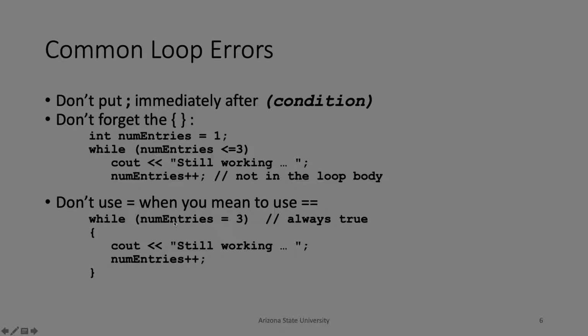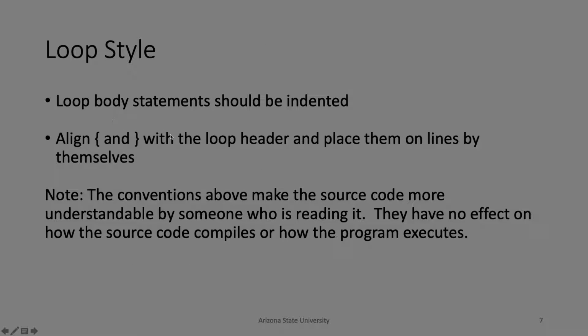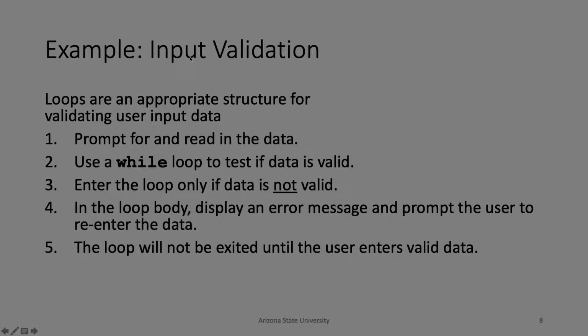So what does this one do? In this one, I meant to put double equals instead of just one. It is an assignment, so what actually happens in this loop? It'll be an infinite loop. So yeah, don't do that. Loop style, we covered this last time. Just make it look nice. Indent the code on the inside of the while loop and align the curly braces so it looks nice.